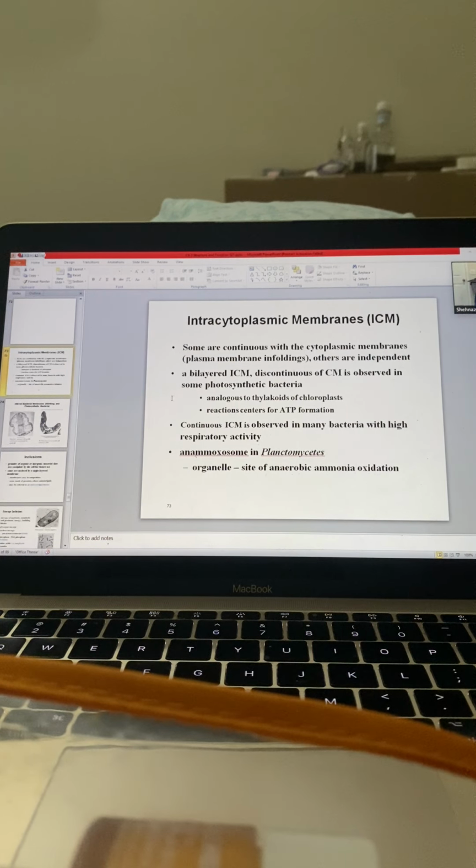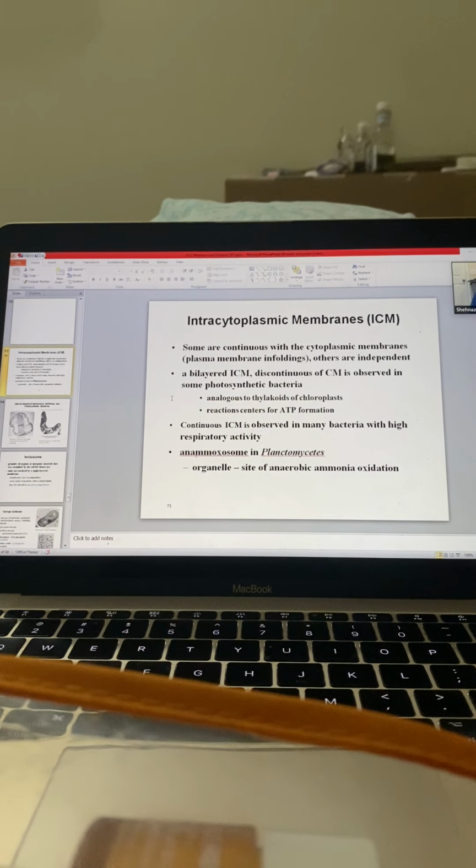But the question still arose: are there any intracytoplasmic membranes besides the membrane that is running as a cytoplasmic membrane? Is there any intracytoplasmic membrane? And yes, we found them now in a lot of specific bacteria. Some of these intracytoplasmic membranes are continuous with the plasma membrane, as if they were infoldings of it. But there are others that are not connected with the cytoplasmic membrane, and they're just found spread out in the cytoplasm. In some, we even have a bilayered intracytoplasmic membrane, which is not continuous with the cytoplasmic membrane.